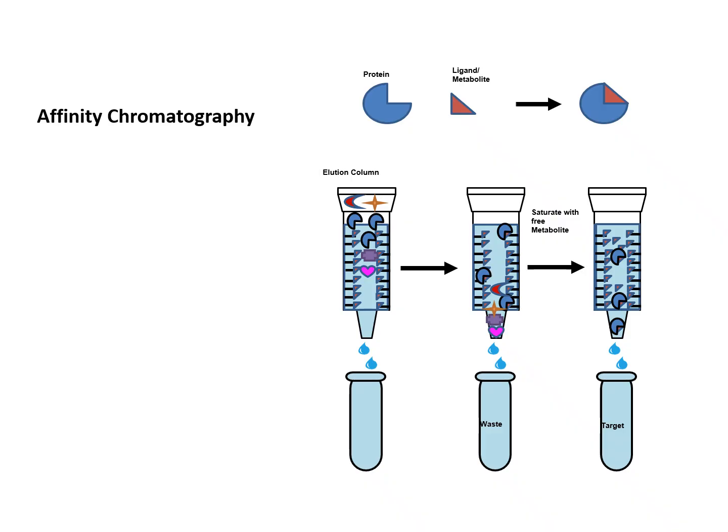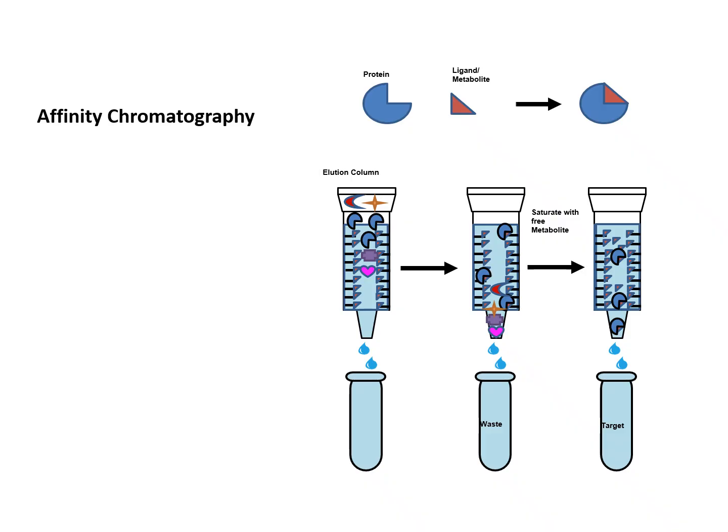When the sample goes through the column, the protein of interest, displaying affinity for its ligand, becomes bound and immobilized. The protein of interest is thus removed from the mixture of samples.